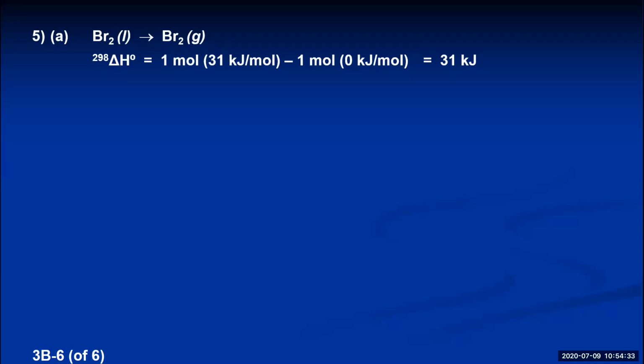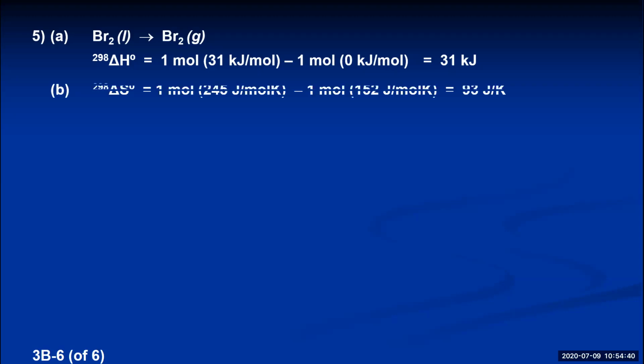B, using data from handout 5, calculate the standard change in entropy for this reaction. So we'll just go products minus reactants. So 1 mole multiplied by the absolute entropy of gaseous bromine minus 1 mole multiplied by the entropy of liquid bromine. That comes out 93 joules per Kelvin.